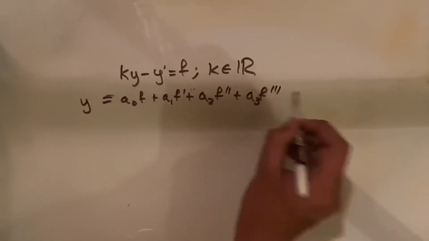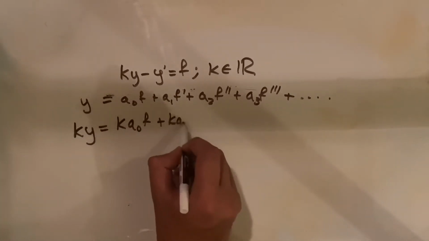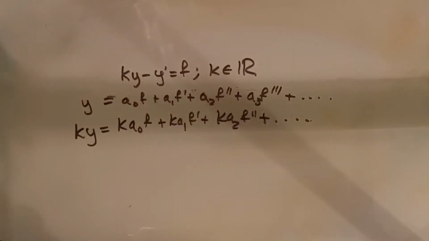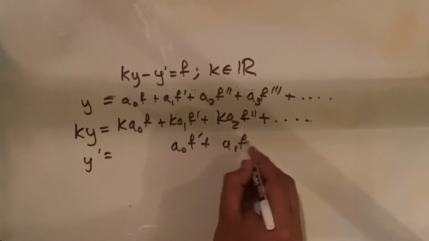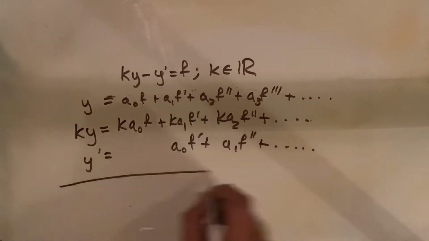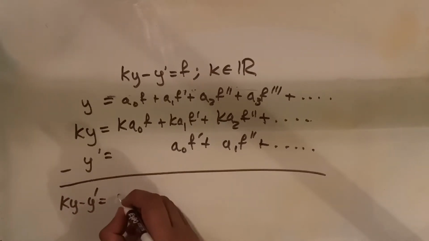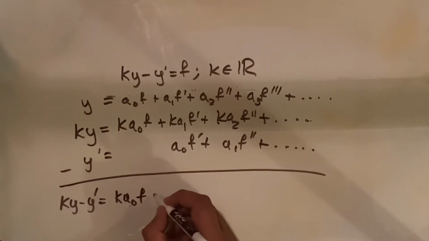Well, let's try it. In order to solve, we'll have the same process. We'll multiply by k. Find the derivative of y. And simply subtract. And with a little bit of pattern matching, we'll be able to figure out our constants to get the equation that we want.